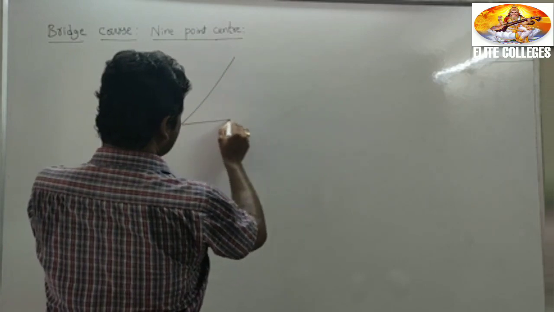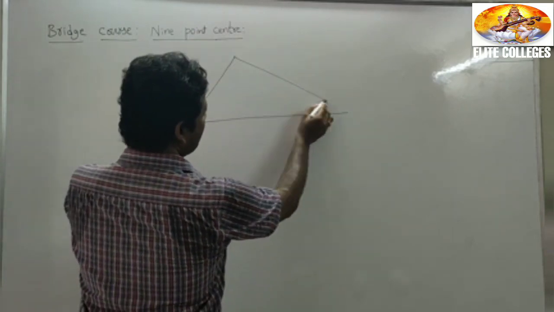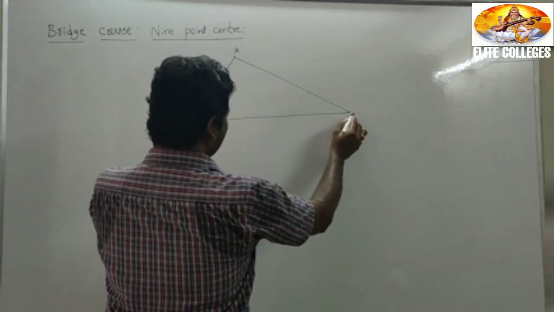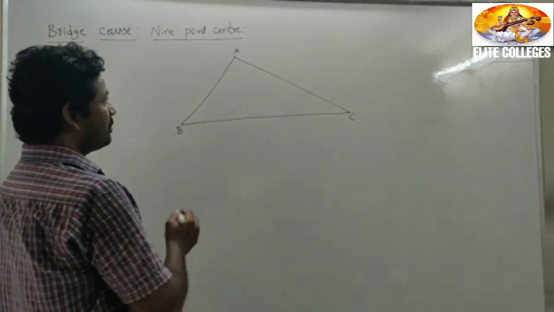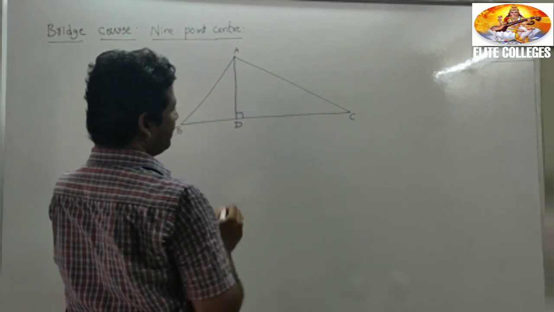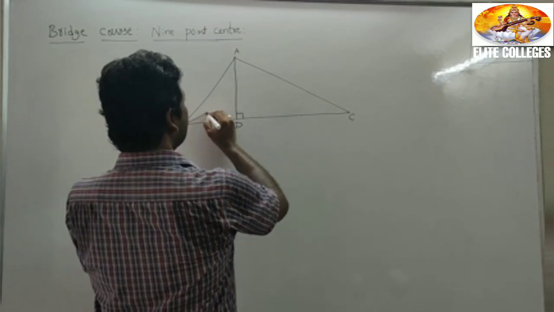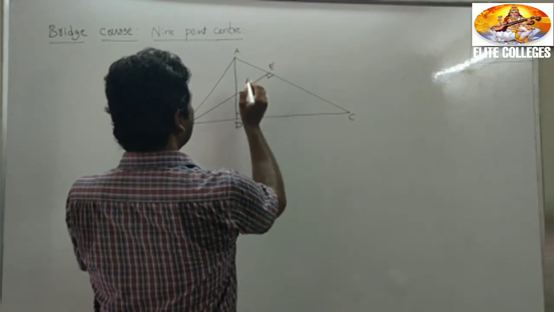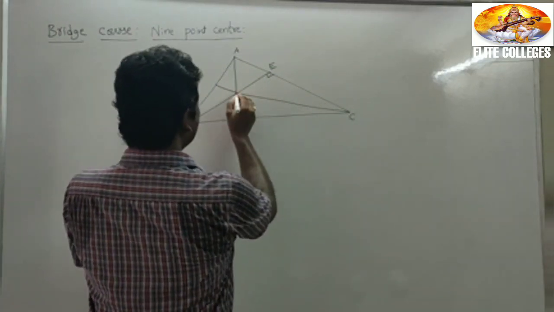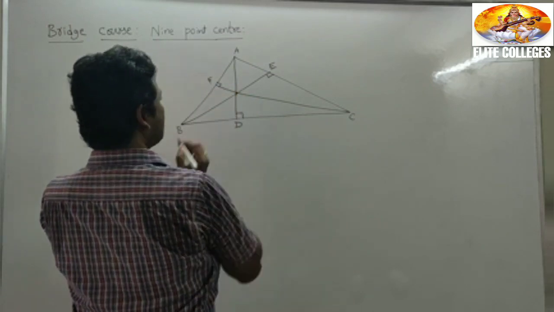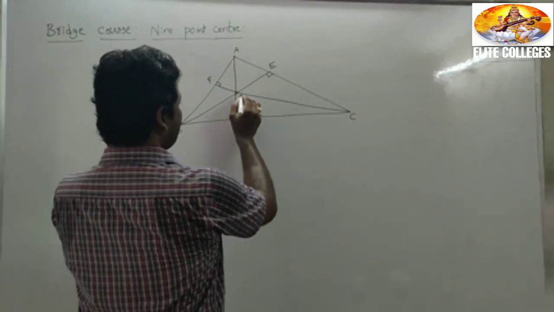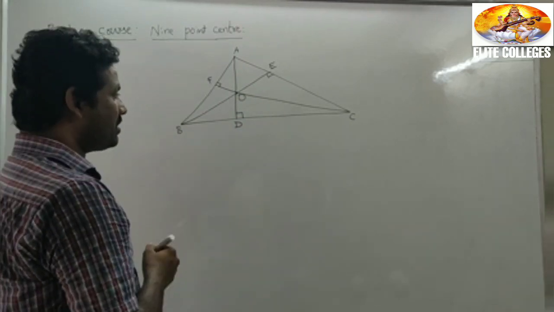So this is a triangle ABC. First, draw the altitudes. This is the altitude: AD is the altitude. Next, BE. Next, CF. The point of intersection of the altitudes is called the orthocenter. This is the orthocenter, O.